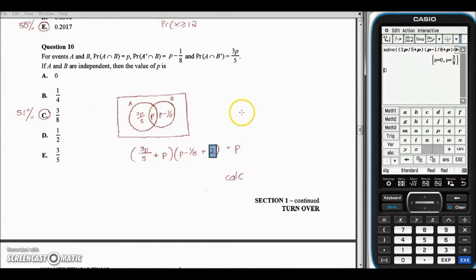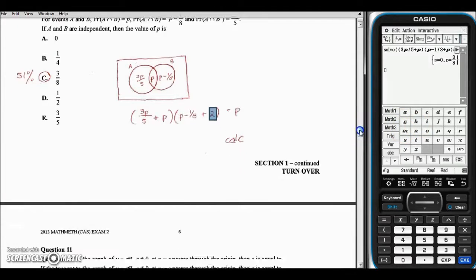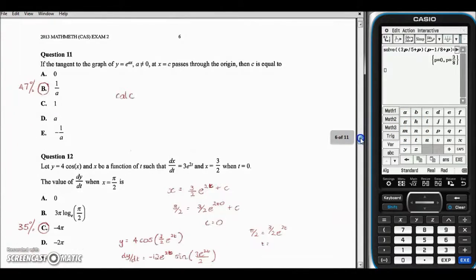This is interesting because p, the intersection, could technically be 0, but we have been told that a intersect b is p minus 1/8. So if p was 0, then that probability would be less than 0. It'd be negative, which doesn't make sense. So the answer is 3/8. So 0 was not an option. So C is right. Moving on to question 11.